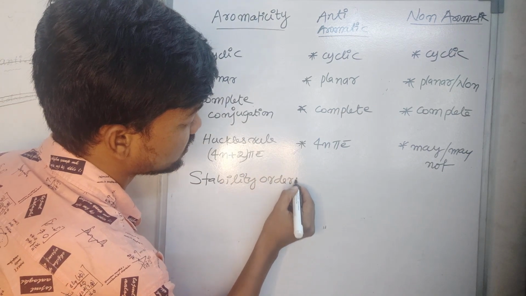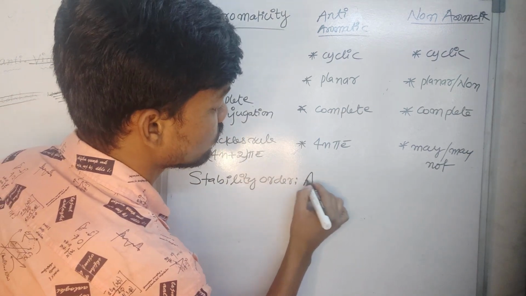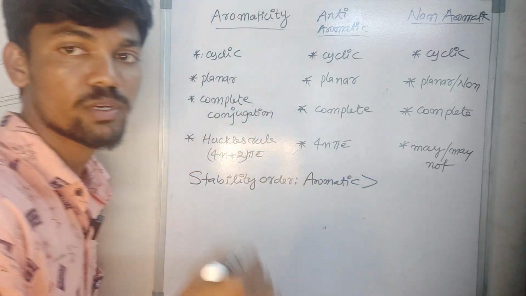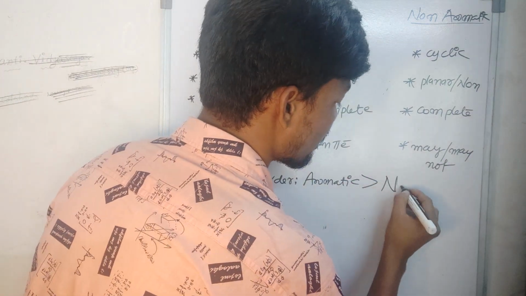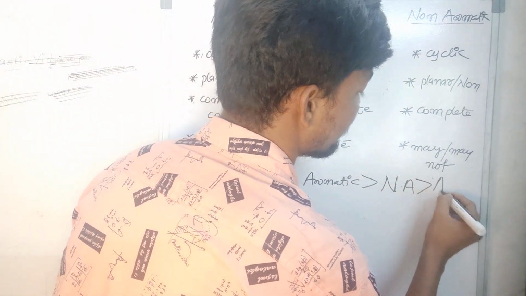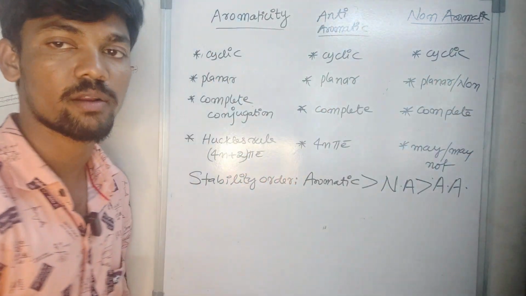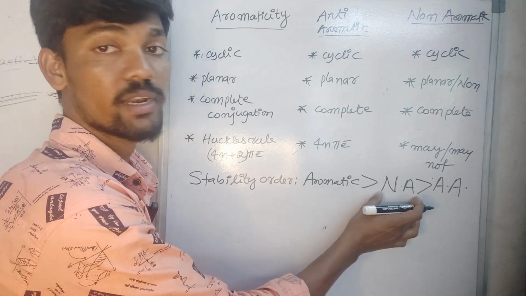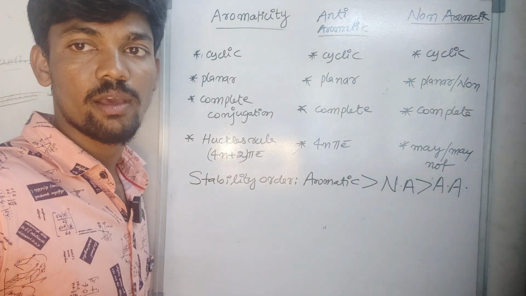What does the stability order mean here? The aromatic molecule should come first, then non-aromatic, then anti-aromatic. You have to remember that. Aromatic comes first because its stability is more, then non-aromatic, then anti-aromatic.